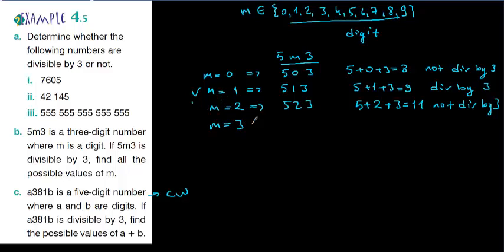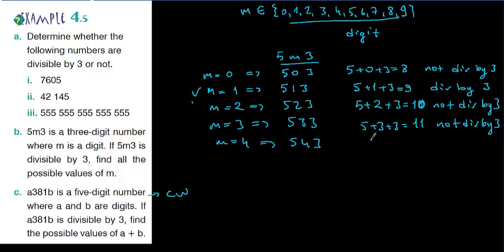M is equal to 3. Here 533, 5 plus 3 plus 3, is equal to 11. I made a mistake, sorry, the previous one is 10, and this is going to be 11, and this is also not divisible by 3. Here m is equal to 4, then the number is 543, and 5 plus 4 plus 3 makes 12, which is divisible by 3.